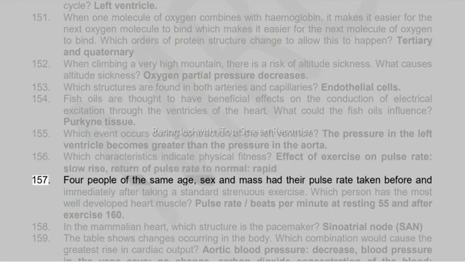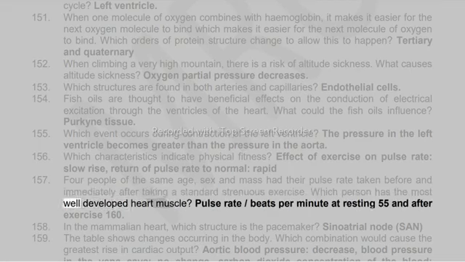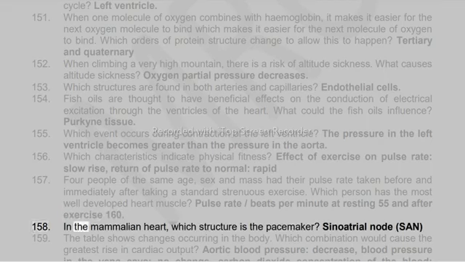157. 4 people of the same age, sex, and mass had their pulse rate taken before and immediately after taking a standard strenuous exercise. Which person has the most well-developed heart muscle? Pulse rate in beats per minute: resting 55 and after exercise 160. 158. In the mammalian heart, which structure is the pacemaker? Sinoatrial node, SAN.